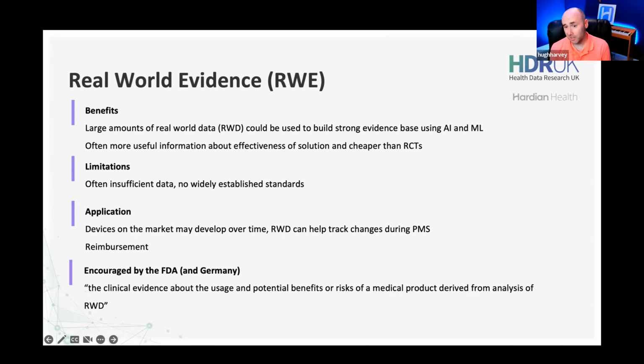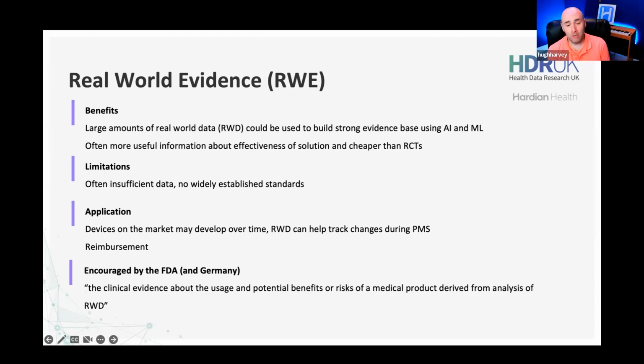Often you can have insufficient data because you're limited by the nature of the cohort of which your device is being used on. And when you start out and you're first on market, that cohort might be relatively small. And as of yet, there are not really any established standards for exactly how real-world data should be done in best practice. Though we do look to standards like ISO 14155 and GCP to inform that. There's no official sort of standard at the moment.